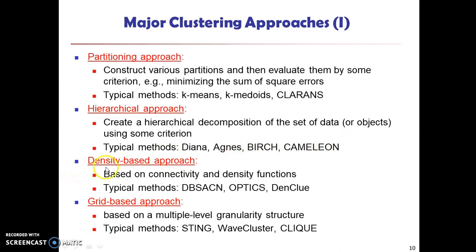The next one is the density based approach. Here we are completely dependent on the density of the cluster. It is based on connectivity and density functions. Typical methods are DBSCAN, OPTICS, DENCLUE. Then the grid based approach. The grid based approach is based on multi-level granularity structures. Examples given: STING, WaveCluster, and CLIQUE.